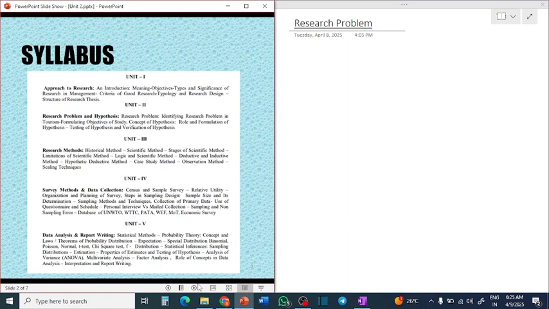As you can see on your screen, these are the 5 units. In this part, I will talk about how to select the research problems and how to select the objective for that particular problem. As you can see, the title of our second unit is Research Problems and Hypothesis.